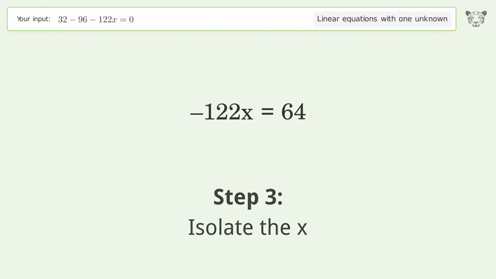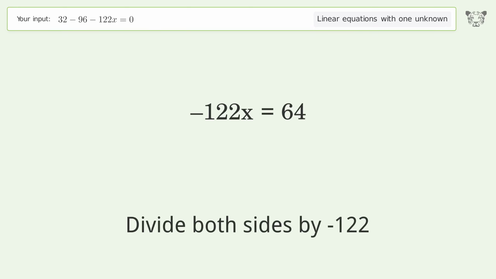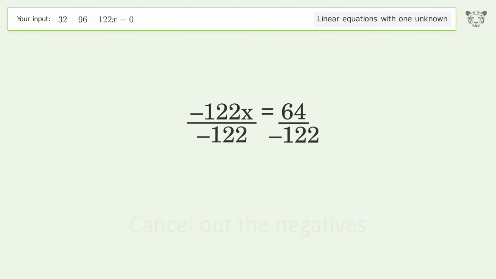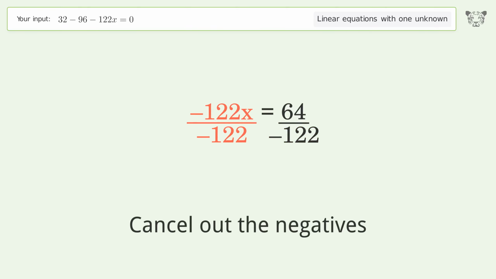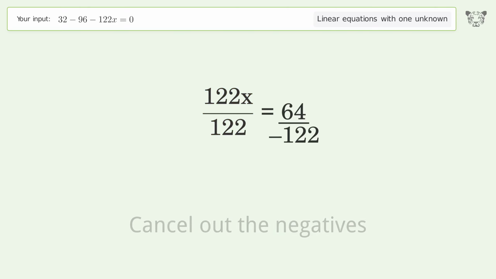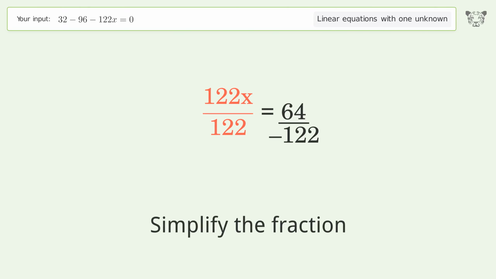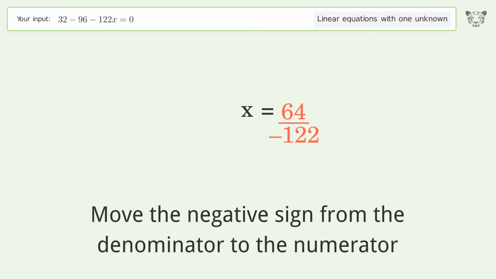Isolate the x. Divide both sides by -122. Cancel out the negatives. Simplify the fraction. Move the negative sign from the denominator to the numerator.